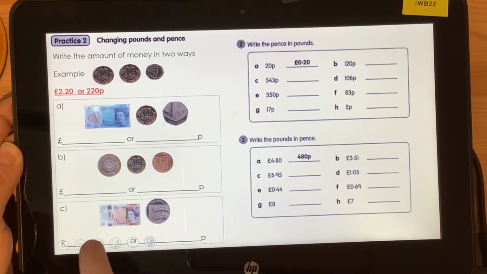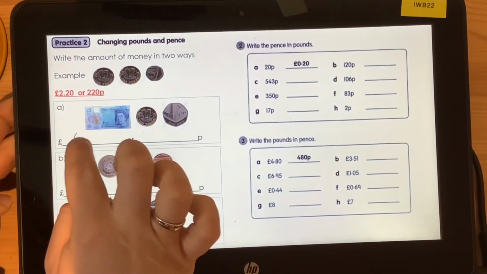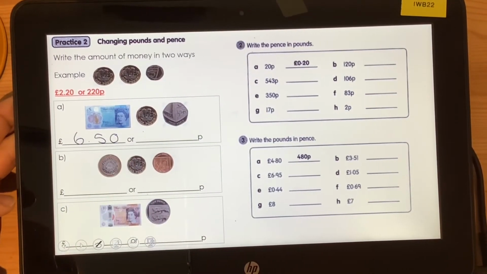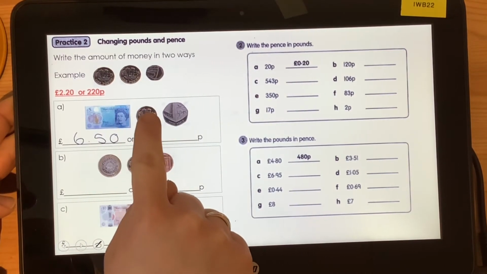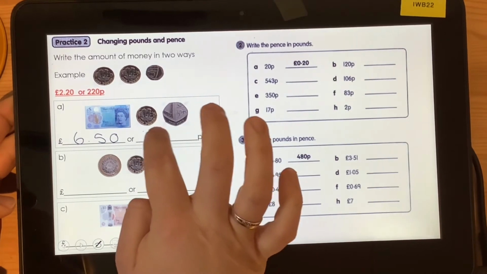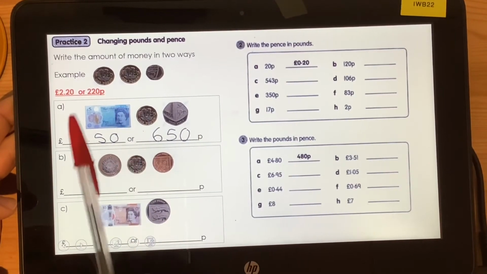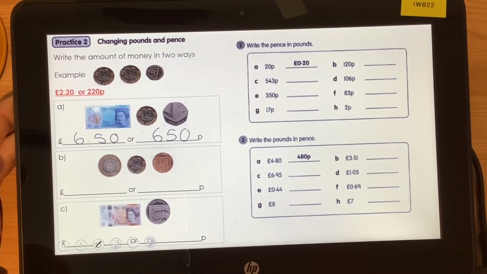So how would we write that if we were writing in pounds and pence? Well, I've got £5, £6.50. Now if I know that there are 100 pence in every pound, then I know that I've got 500, then another 100 in my £1, 600 and a 50p. I've got 650. So once you've found your pounds, you need to convert it into pence. As always, have a go if you haven't already.